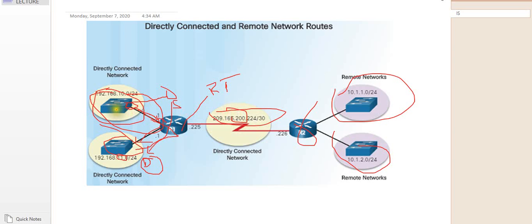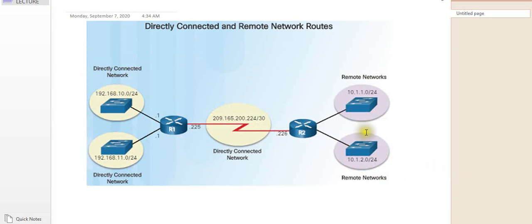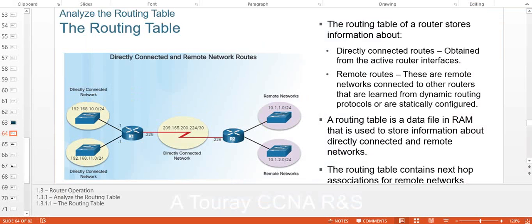For instance, networks 2 and 3, they are all directly connected to this other router. So that is what they mean by a directly connected network: a network that has all its configurations in a particular router. So for instance, right there. This is one thing that one has to understand. All these networks are a part of here. So we'll have to understand that.